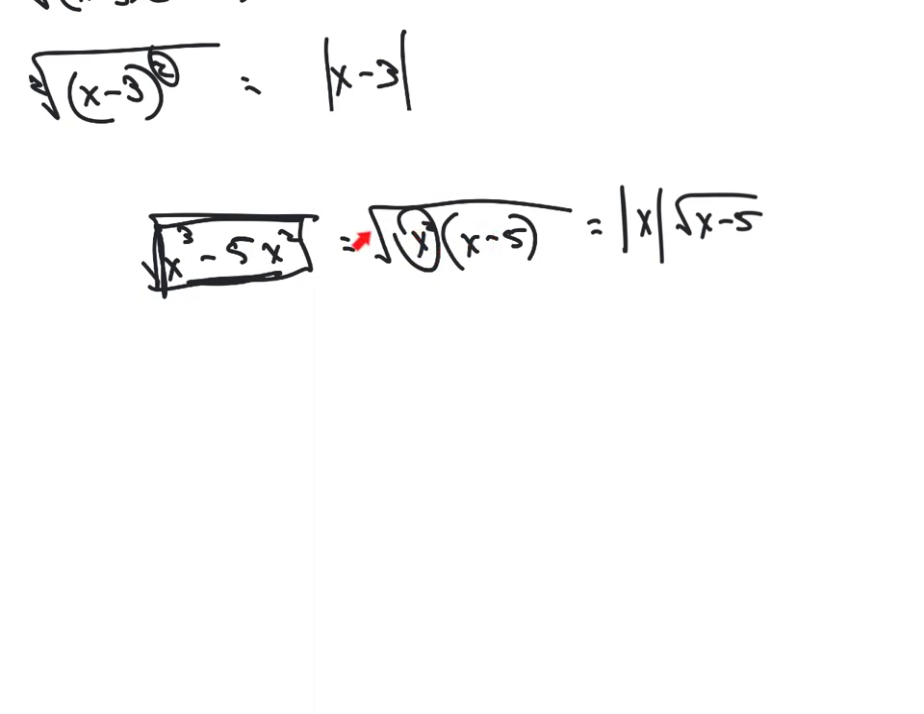But because 2 goes into 2 once, I can pull 1 x out, but I have to put the absolute value sign on there to show that this number is automatically going to be positive because it had to be positive under there. Okay, so that's it for 6.3.